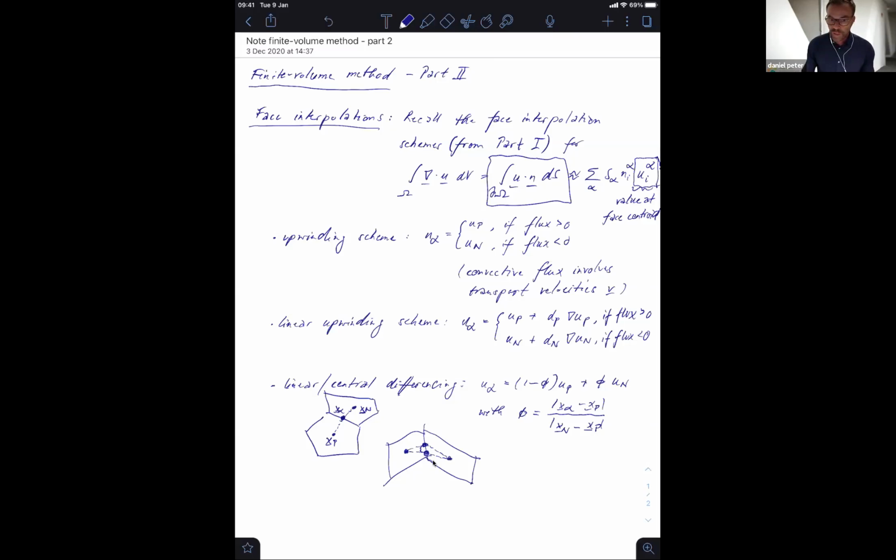So it becomes a bit more complicated once we want to have a better accuracy for distorted meshes, for example. If it's a structured grid, which means we don't have this distortion, then this interpolation is fine, because then we are actually going through the face centroid as well.